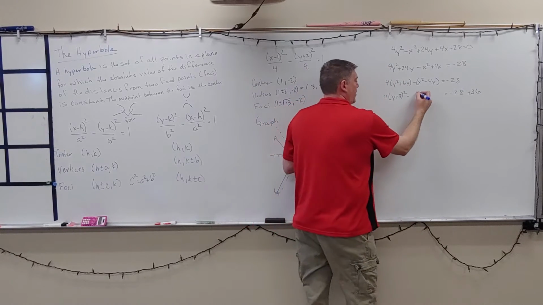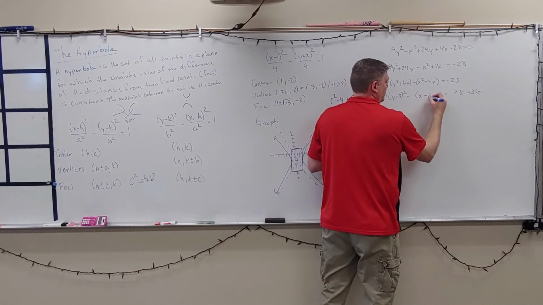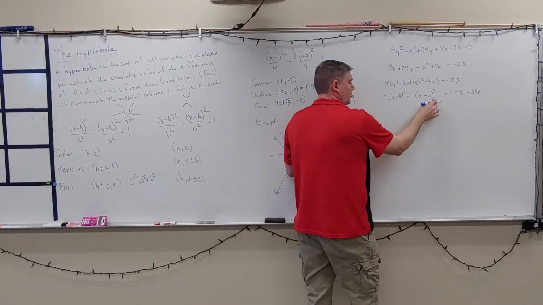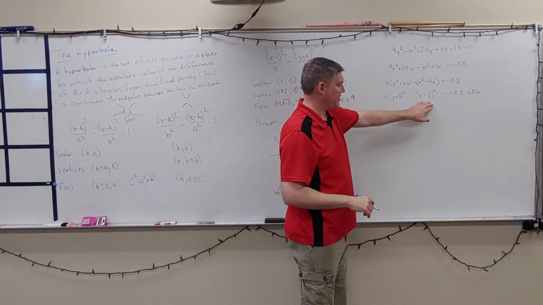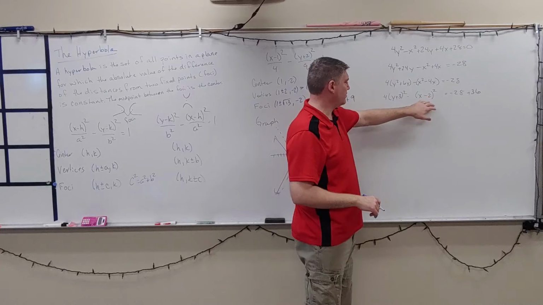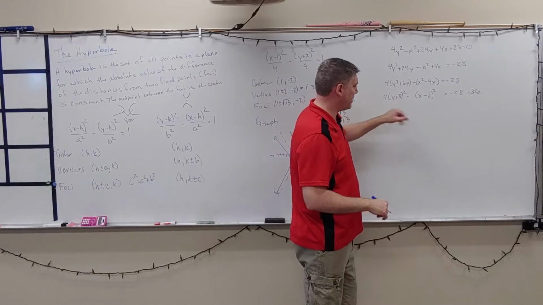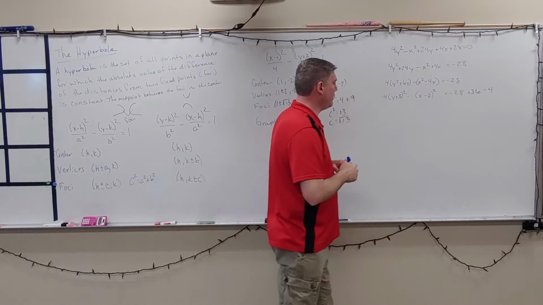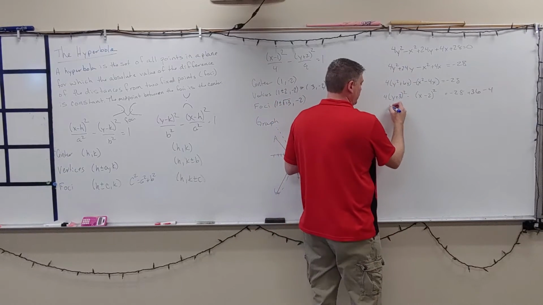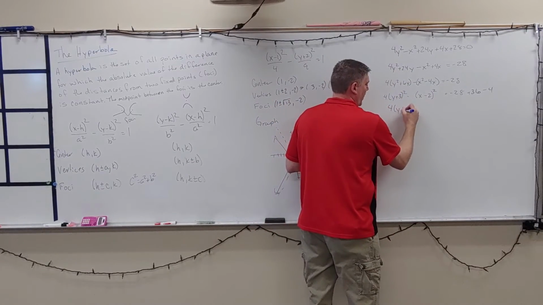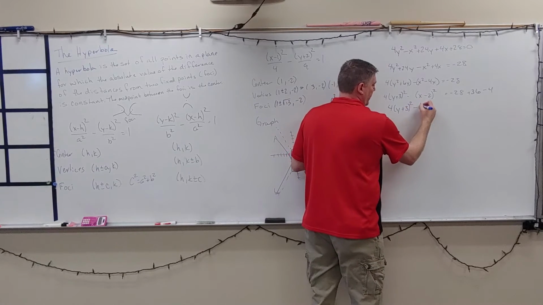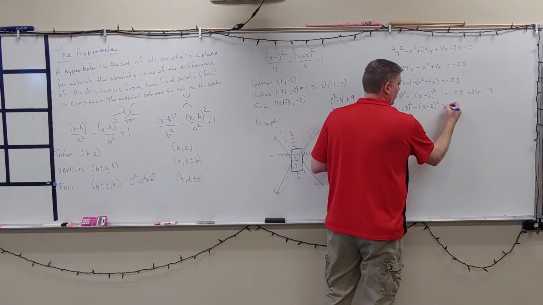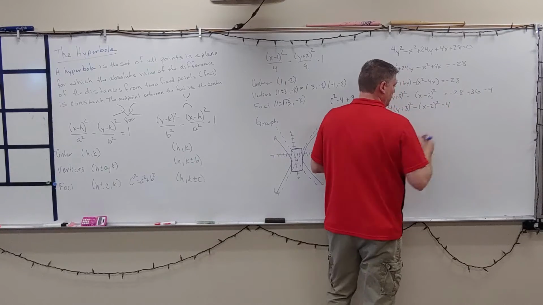Okay. So now I'm going to go x minus 2 quantity squared. So here I have an implied 4, right? Negative 2 squared is 4, times negative 1 is negative 4. So I have a negative 4 over here. All right. And so now when I simplify this, this gives me 4 times y plus 3 quantity squared minus x minus 2 quantity squared equals 4.